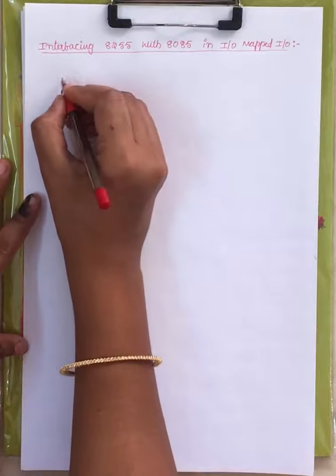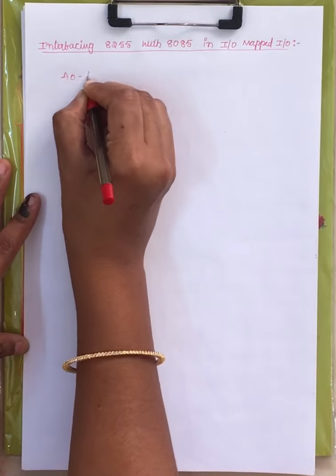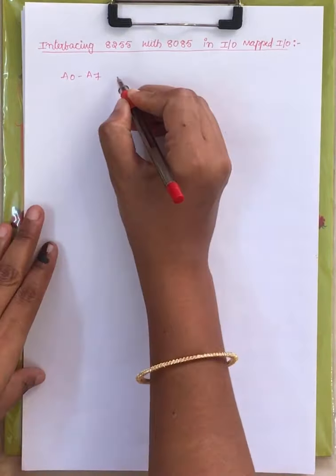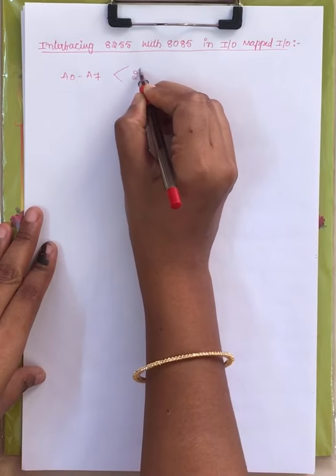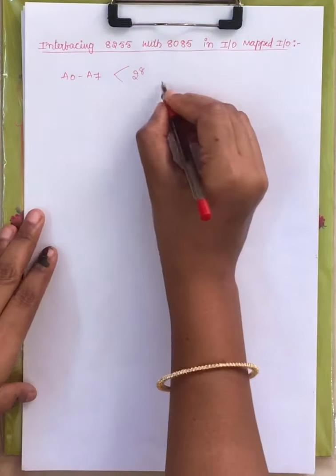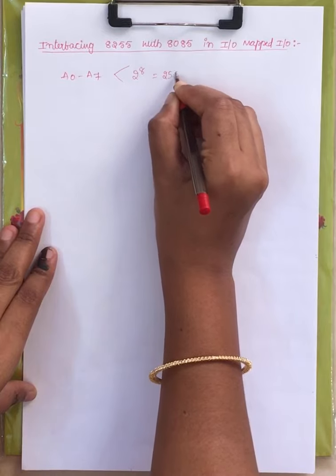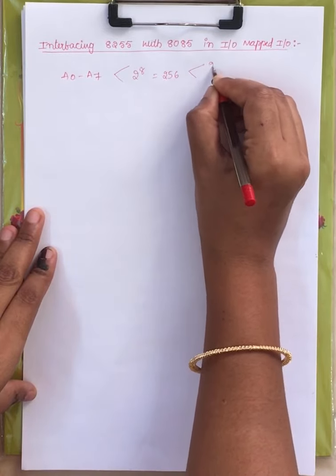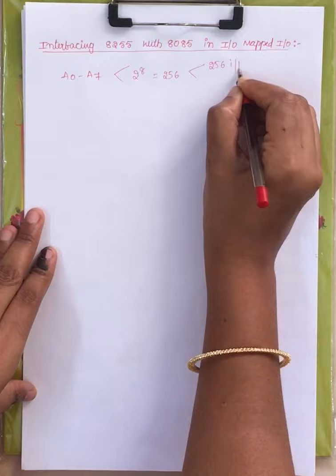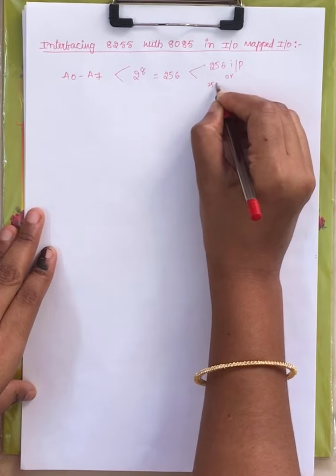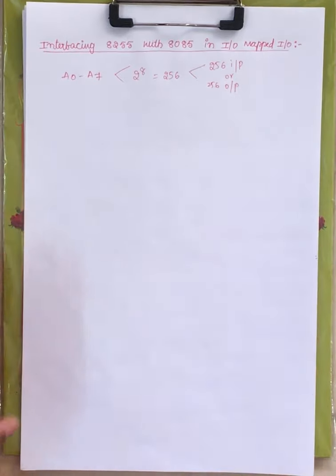Now how many address lines are used? 8, represented as A0 to A7. Under IO mapped IO, we are using only 8 address lines, that is A0 to A7. That means how many addresses can it generate? 2 power 8, nothing but 256 addresses. Using this, you can connect 256 input or 256 output devices to your microprocessor.